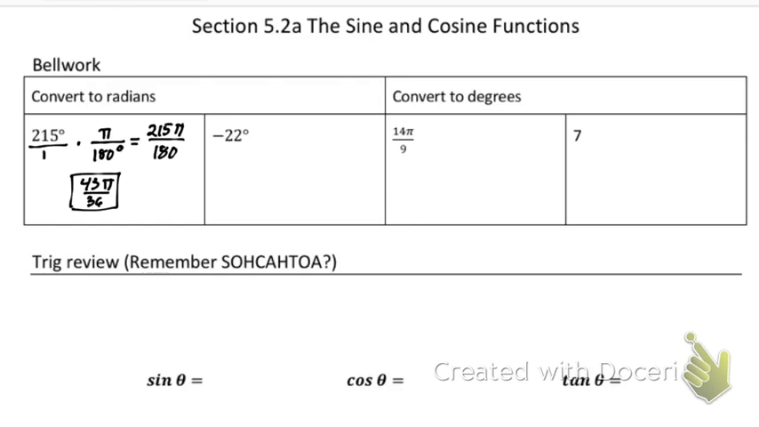All right, negative 22 degrees. Once again, follow the exact same structure. I need the degrees to cancel out, so my 180 goes on the bottom, and the pi goes on top, which is going to equal negative 22 pi over 180 degrees. But the degrees have already canceled out, so I just have the pi there. I know 2 goes into them at least once. We have negative 11 pi over 90. That looks like as far as we can go.